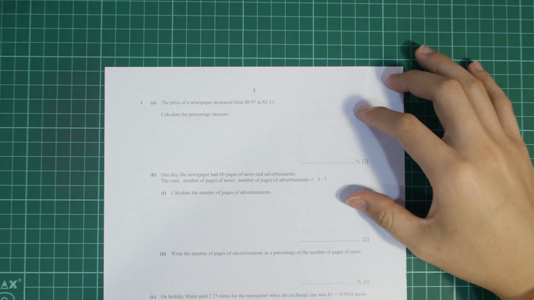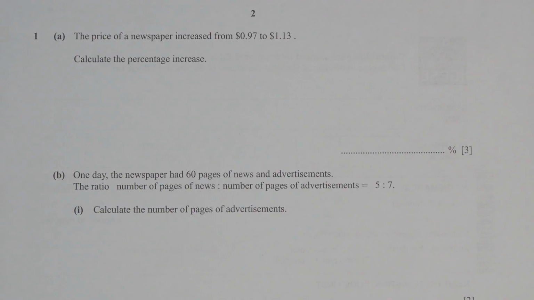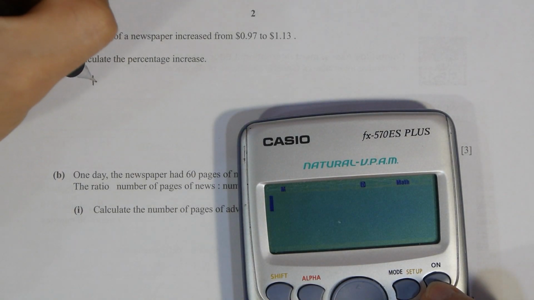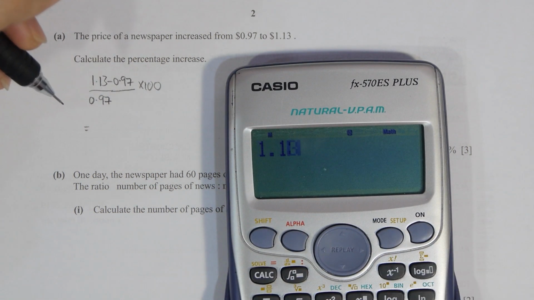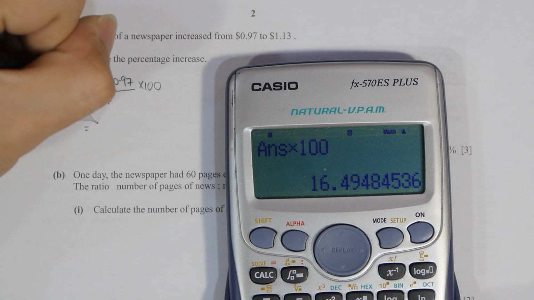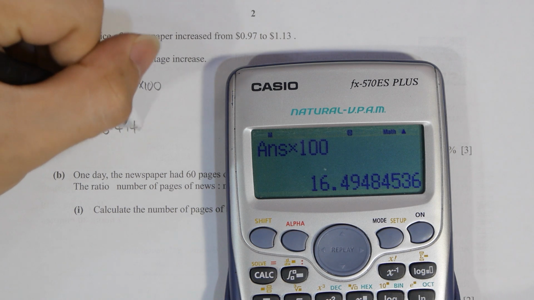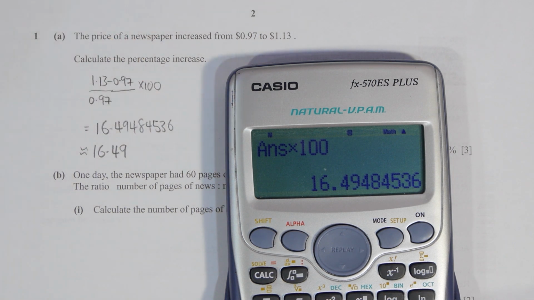For the first question, 1a. Find the percentage increase. So you take the new, which is 1.13, minus the original, then divide by the original again. Then multiply it by 100 to convert the result into a percentage. So your final answer is 16.5% after rounding it to 3 significant figures.